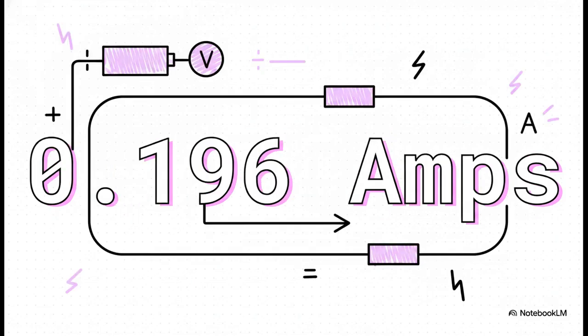Moving on to step 2, let's apply Ohm's law. We take our total voltage from the source, the 110 volts, and we divide it by the total resistance we just calculated, which is 560 ohms. This gives us a total electrical current of 0.196 amps flowing straight from the battery.